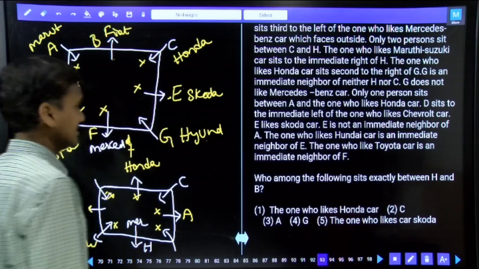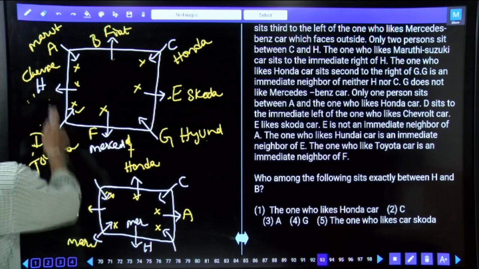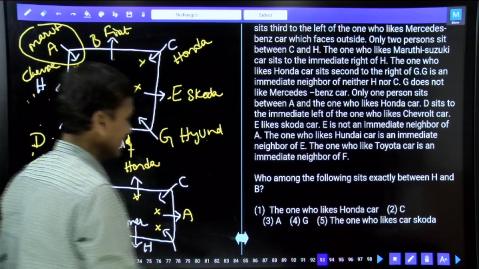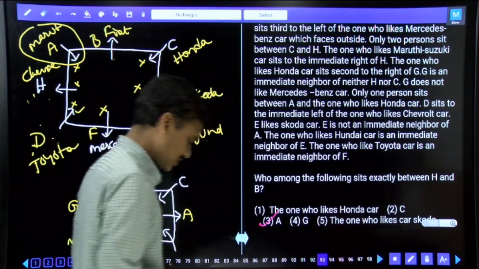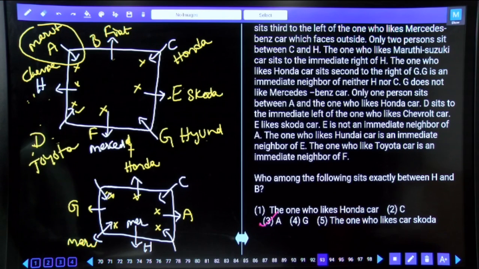Who among the following sits exactly between H and B? Now exactly between H and B, where is H? H is here and B is here. Then tell me who is that person? A, the one who likes Maruti. A, the one who likes Maruti, that is choice 3. Clear? A, the one who likes Maruti.